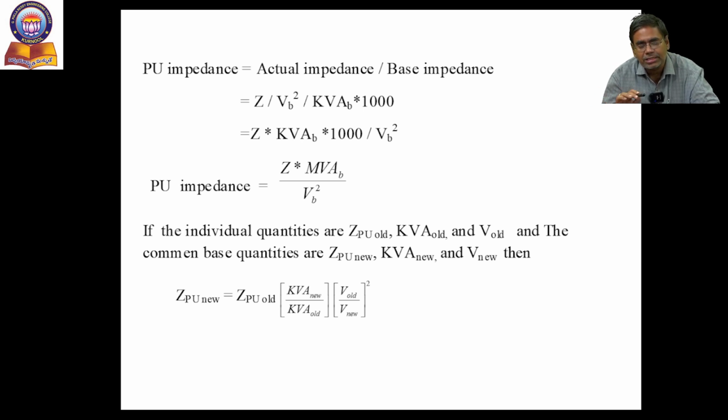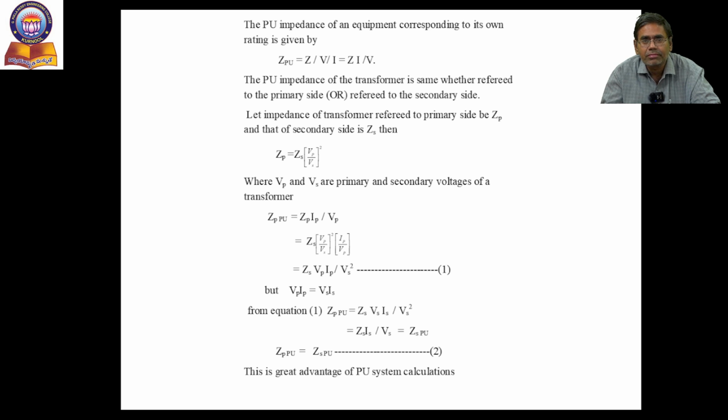The change of base: old values are the already existing values of components, new values are the selected base quantities. Then calculate Z per unit new is equal to Z per unit old into kVA new divided by kVA old, V old divided by V new whole square. This is a very important relation in power system analysis. Next, one more definition.